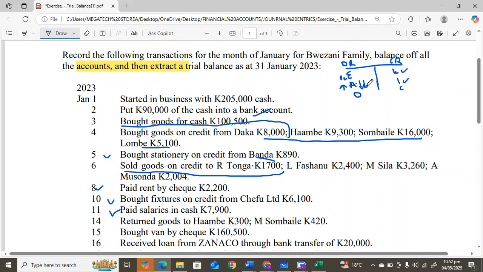Number 14, on the 14th of January, returned goods to Hambe 300 kwacha and Sombaile 420 kwacha. So this is what happened here. We sold goods earlier to these guys, Hambe and Sombaile, and they were owing us. Now they've returned some goods. So what do we call it whenever a customer returns goods to the business?